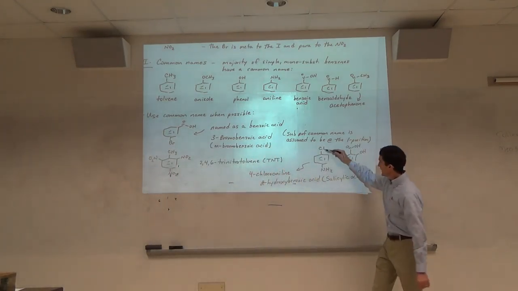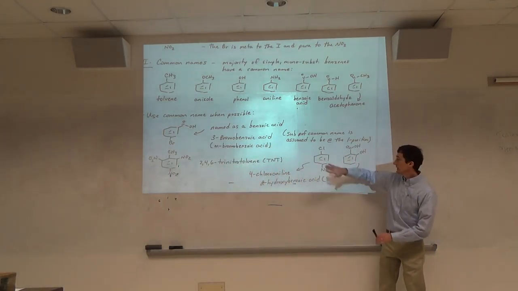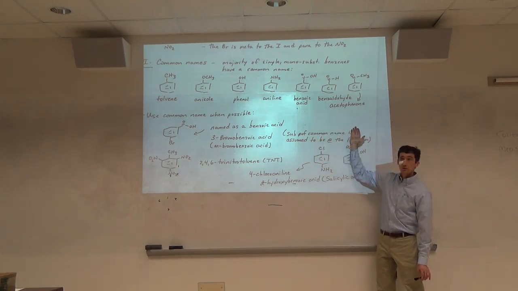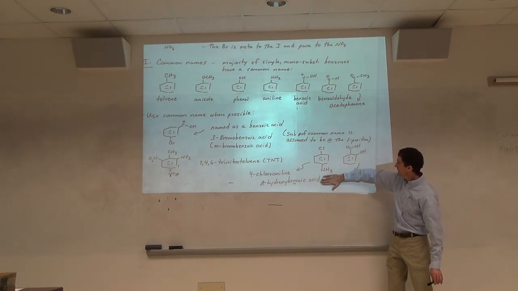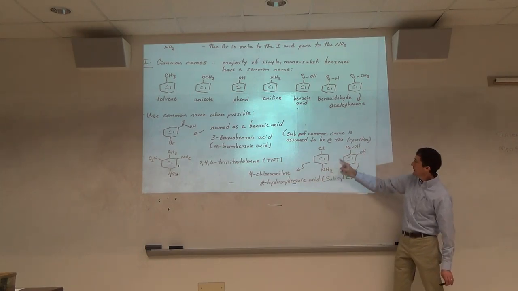What is this? 4-chloroaniline, right? That's aniline. It's got a chlorine at the 4. Or you can call it para-chloroaniline. What is this? Forget about the common name. It's got a bigger common name: benzoic acid.